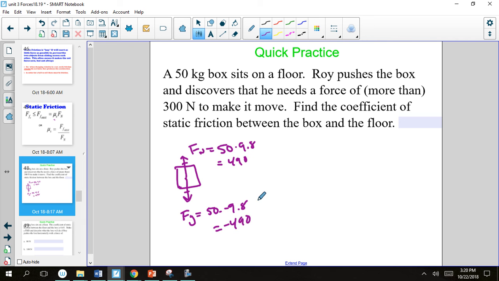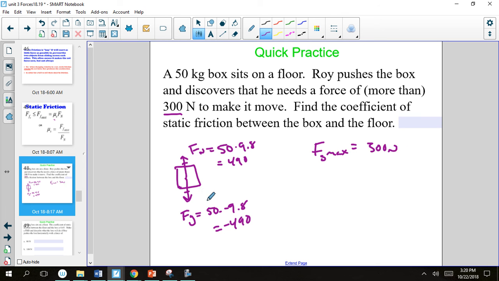Sweet. All right, it takes a force of more than 300 newtons. So remember, with static friction, it'll equal the force up to its maximum. So if I was pushing with 100 newtons, it would equal 100 newtons. If I was pushing with 200, it would equal 200. If I was pushing at 299, it would equal 299, and nothing would happen. But once I hit that maximum, which is 300, it's going to move. So 300 is our max. Force static max equals 300 newtons.